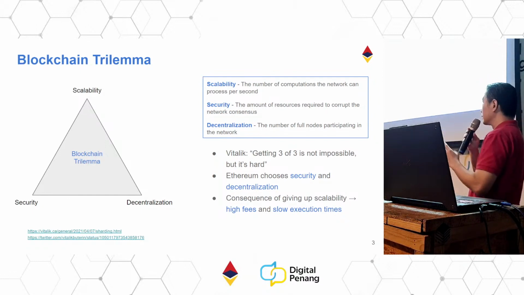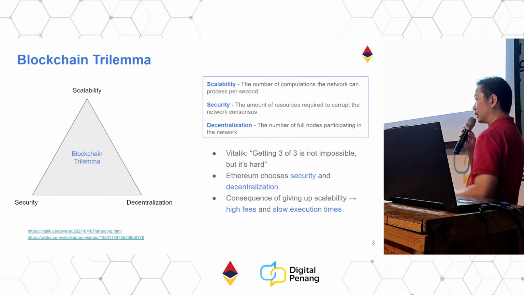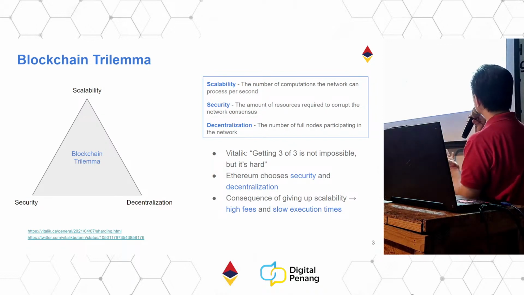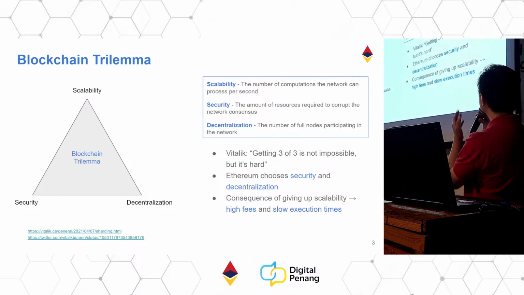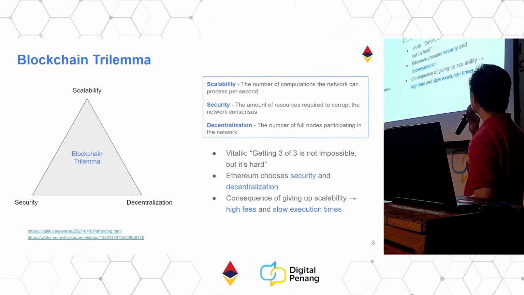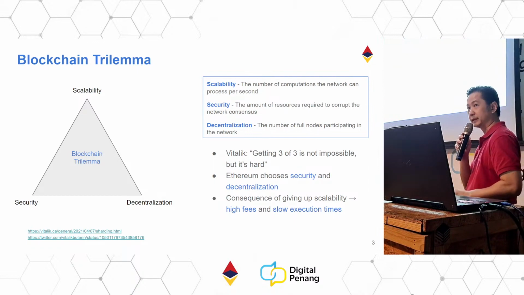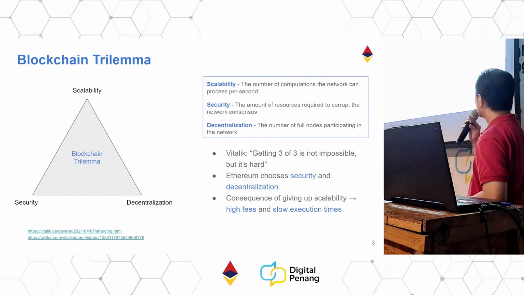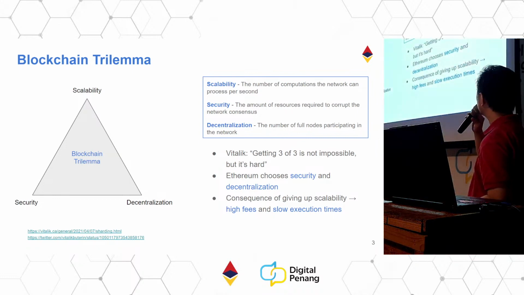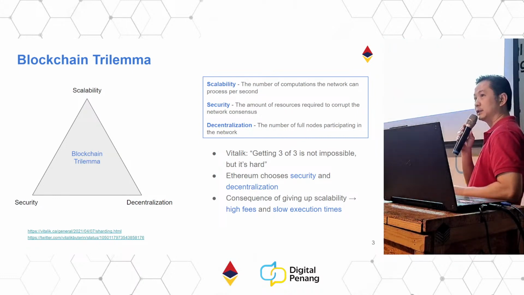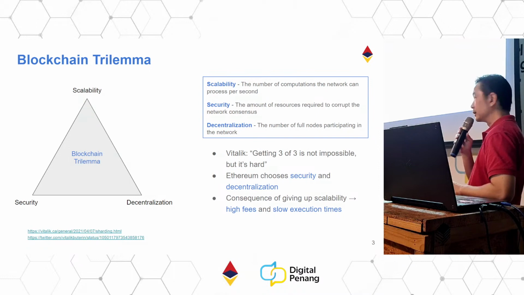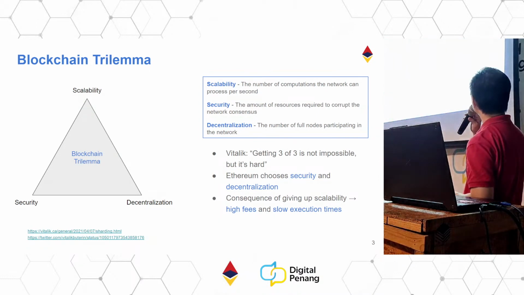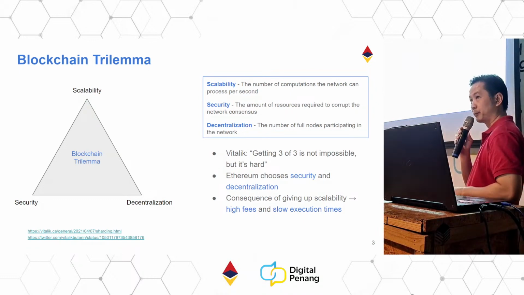This is the blockchain trilemma that is coined by, I think, Vitalik. Scalability refers to the total amount of computation that the network can process per second, which is your TPS, your transactions per second. Security is the amount of resources that is required to take over the whole network. And decentralization means the number of full nodes that are participating in the network.